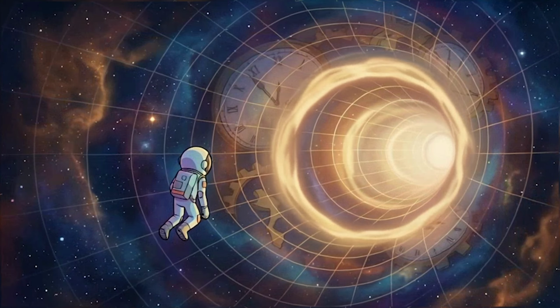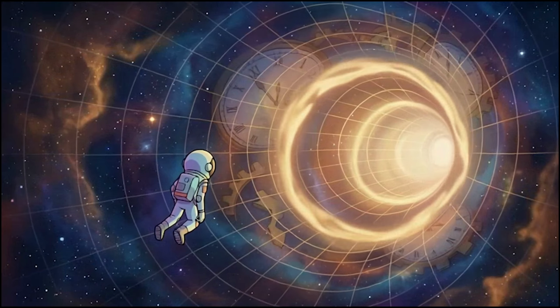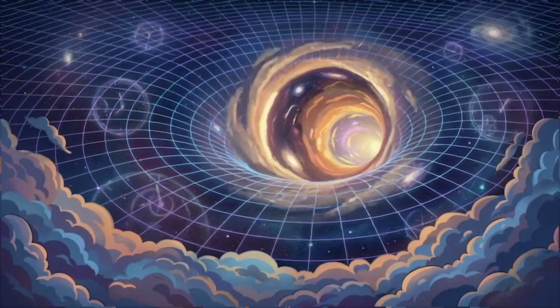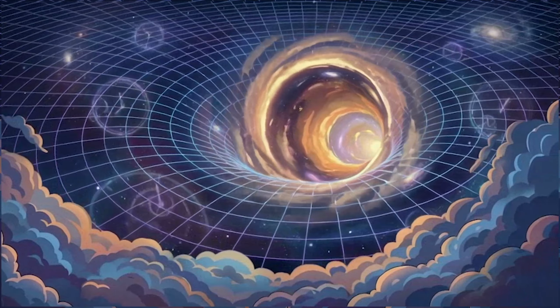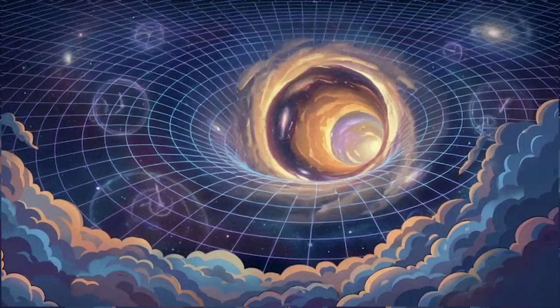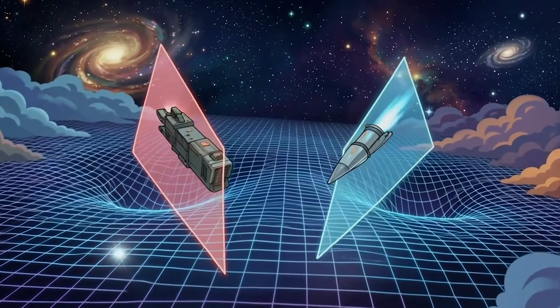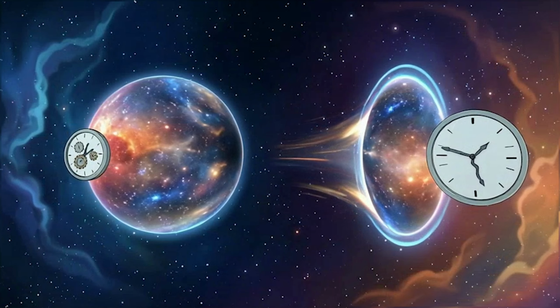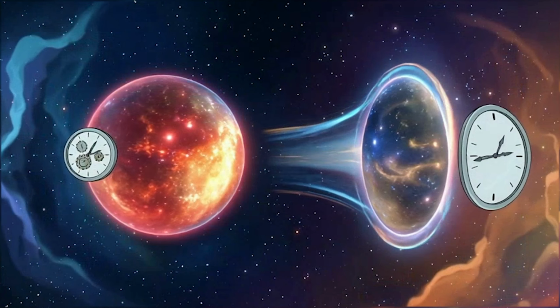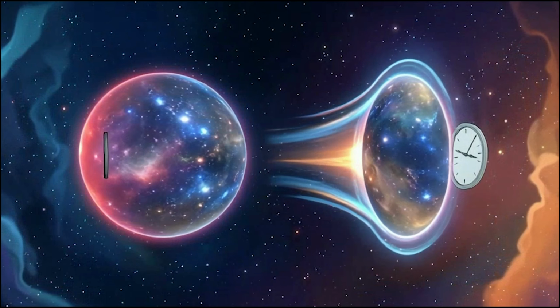Wormholes do not just bend space, they threaten time. Because space and time are inseparable, connecting distant regions of space also connects distant moments in time. And here, relativity complicates everything. In Einstein's universe, simultaneity is not absolute. Different observers slice space-time into now differently, depending on their motion. If a wormhole connects two regions moving relative to one another, the time experienced at each mouth can drift apart.